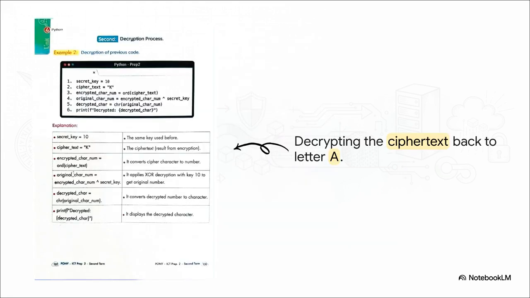Okay, now watch the decryption process. We receive the encrypted ciphertext, which, by the way, turned out to be the letter K. In line 4, we take the number value of that K and we apply the XOR operation against the exact same secret key of 10. Because of the rules of XOR, the math perfectly unwinds itself. Line 5 translates it back into a character, and there it is. Our original letter A is safely recovered.